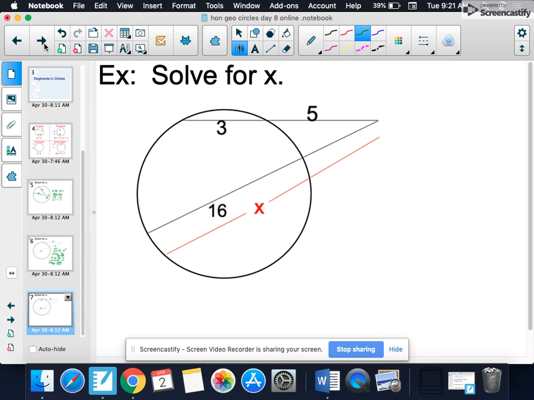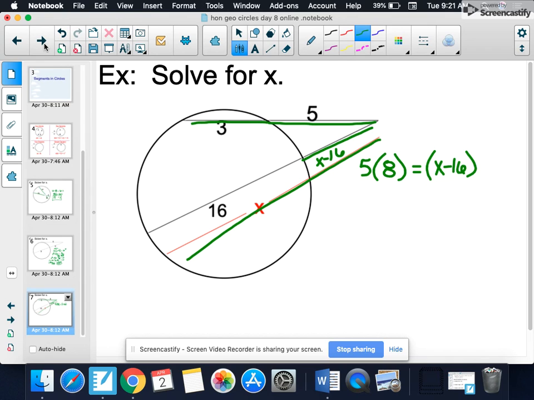And then our last example is 2 secants, so I'm going to take the outer, so I'm going to start with 5, and then times the whole thing, so 5 plus 3, so that's going to be 8 there. And then same concept here. Now I need to start with the outer. So the outer part here, that's going to be x minus 16. So I'm going to have x minus 16 and then times the entire thing, which is just x.